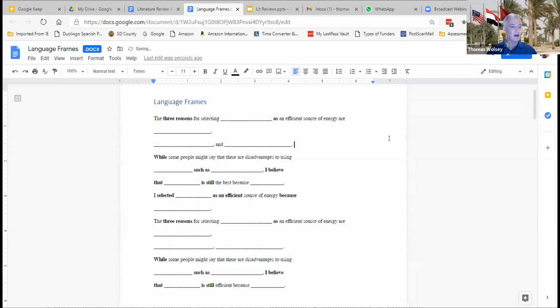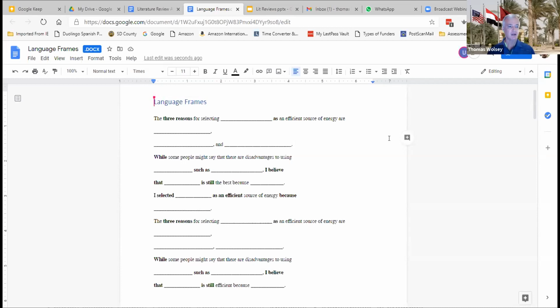So in this case, we could situate solar energy in there. The 3 reasons for selecting solar energy as an efficient source of energy are, I'm going to make this up, cheap manufacturing, sustainable because the sun isn't going to go out anytime soon, and they do not rely on fossil fuels. Okay, so this is a language frame, and you don't want to just lift these and use them directly. You want to make them your own, but you can see how the language frame helps you situate your argument in a way that is encouraging you to make a claim.